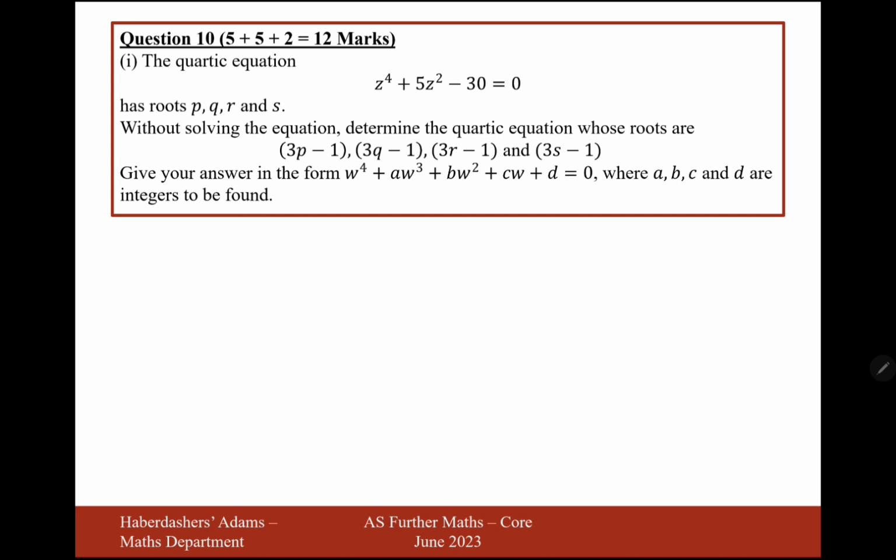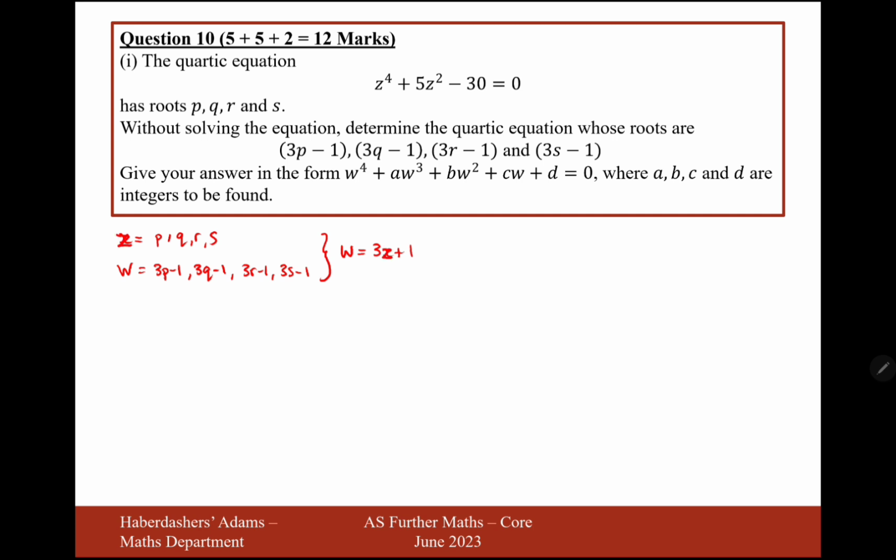Okay, so what we want, the x solutions are p, q, r, and s. The w solutions are 3p minus 1, 3q minus 1, 3r minus 1, and 3s minus 1. So therefore there is a relation between w and x, which is to say that w equals the x roots times 3 minus 1. So these are all z's. Actually, let's change these letters to z.